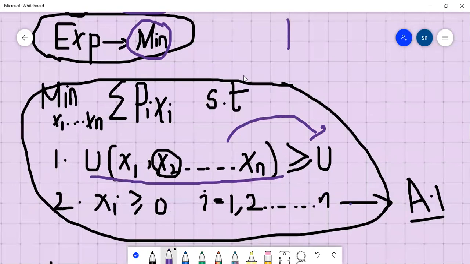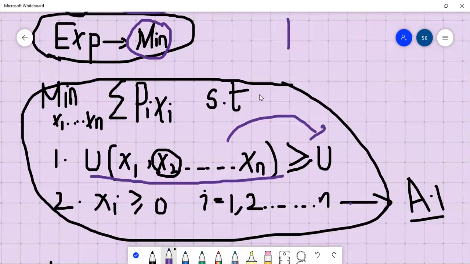So now our function is minimize summation pixi, which is subject to two conditions. The first one is the utility function, utility derived from the consumption of x1, x2 till xn, and this utility derived from all these commodities should be greater than or equal to u. The second constraint is that all the xi's, that is x1, x2 till xn, should be greater than or equal to 0. They cannot be less than 0.